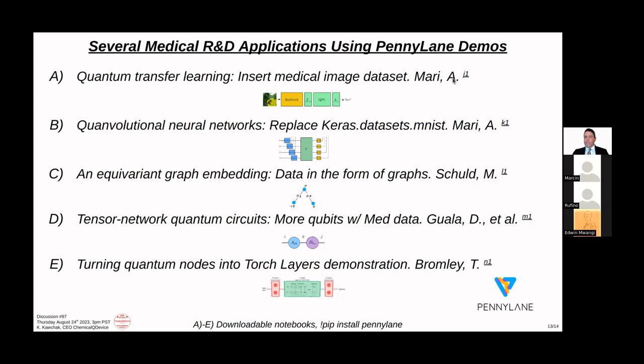The author, Andrea Mari, also created the second one too, and it's more for standard data sets, like Keras.datasets, and you can do FMNIST or CIFAR, those types of things. But you could also likely port it over to something like a medical or MNIST, these types of things. And then number C, or letter C, equivariant graph embedding. If you have data in the form of graphs, this is one to check out. It's actually not that long. So this C, that's the reference there, is the L1. Tensor network quantum circuits. So this is basically more qubits with medical data.